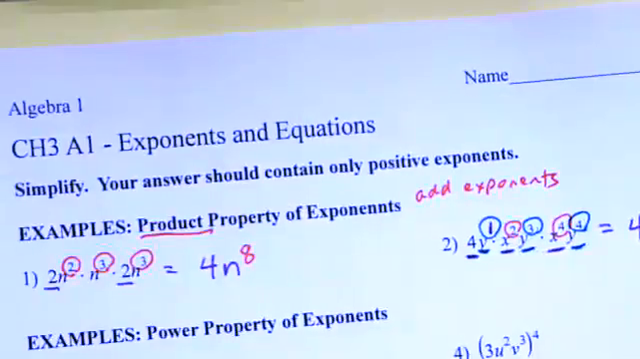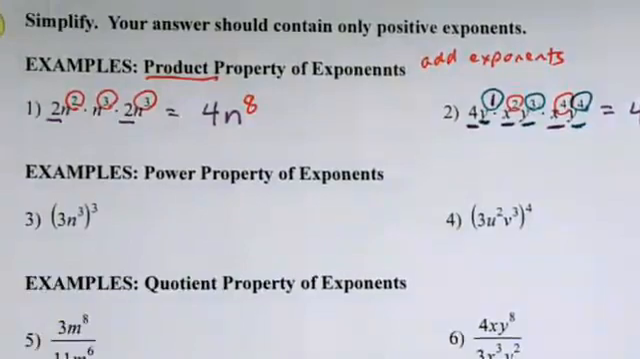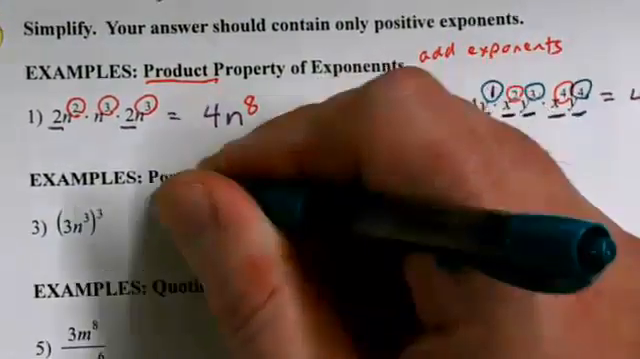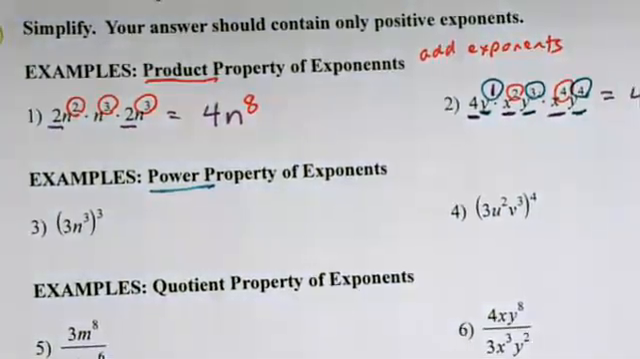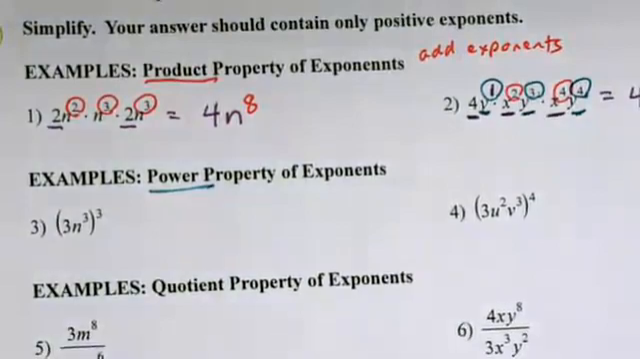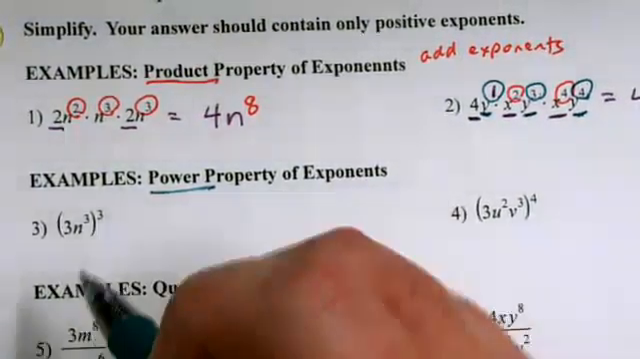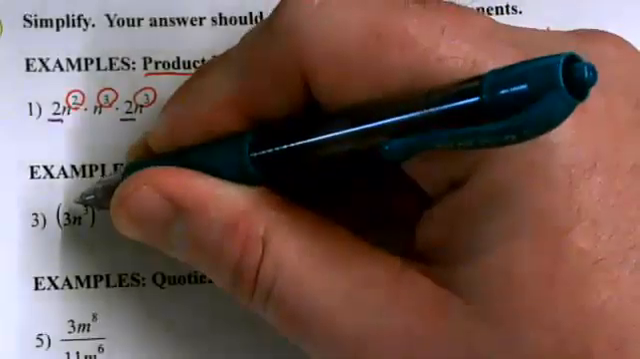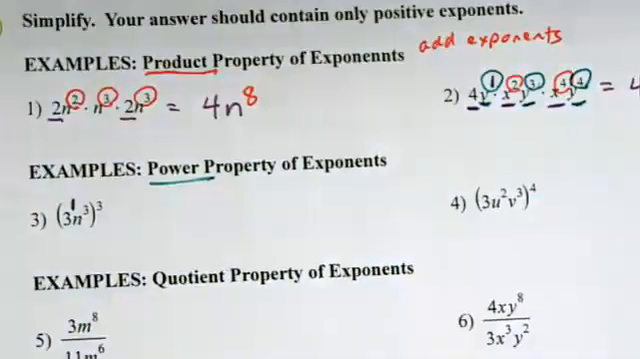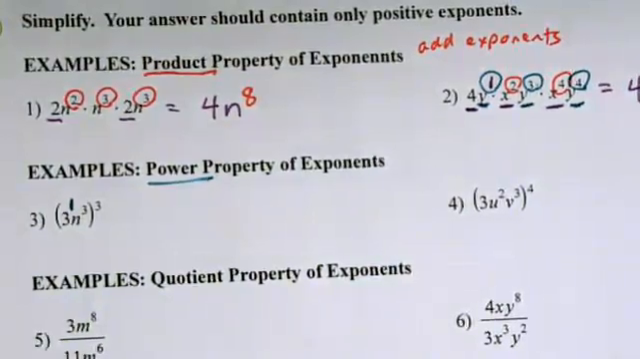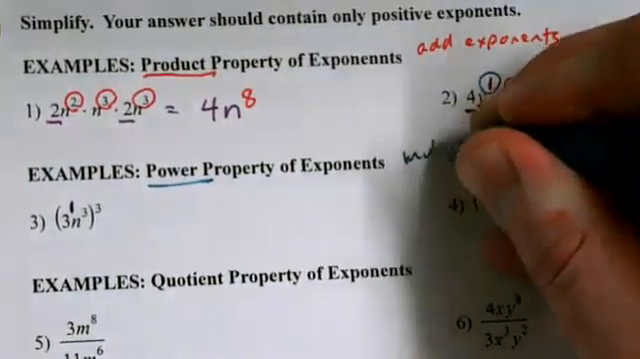Next 2 examples, power property of exponents. This is when you've got a parentheses, with a power inside and outside. For number 3 here, do me a favor. Let's put an exponent on this 3 here. What exponent goes on anything? 1. What's the shortcut here? What are we going to do with our exponents in this situation? We're going to multiply. So the shortcut here is multiply.